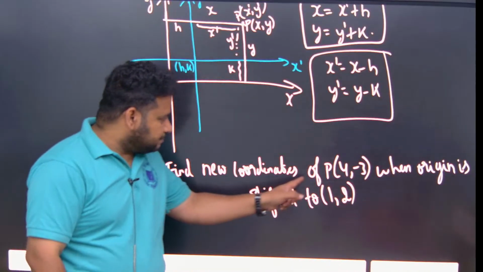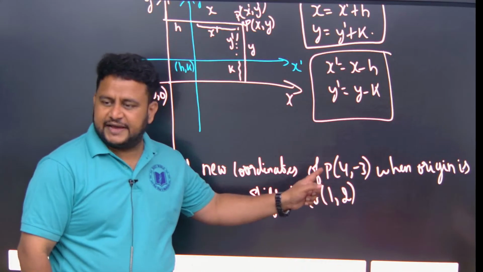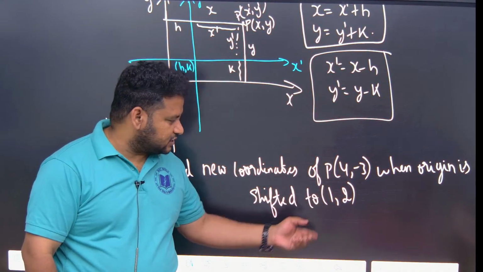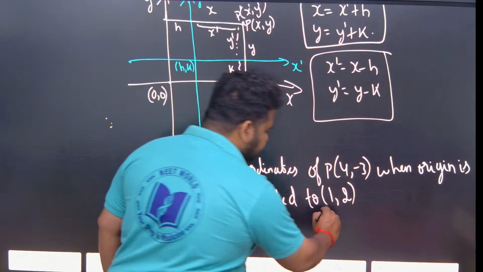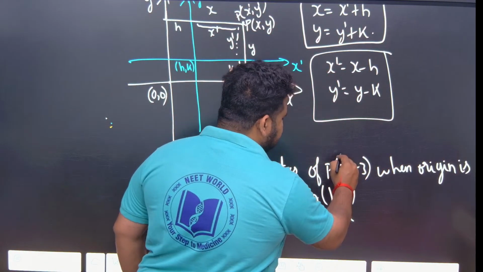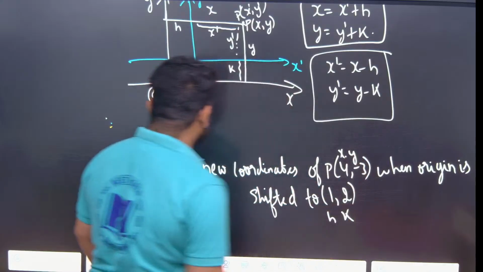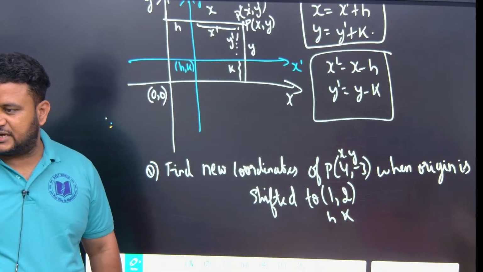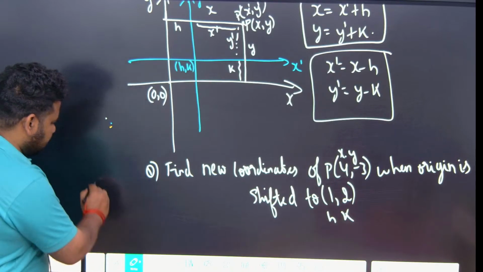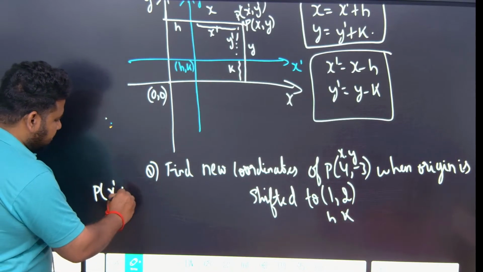What is this? P of 4 comma minus 3 is P of x comma y. Now tell me, what is this 1 comma 2? It is h comma k. Very good. So this is h comma k, this is x comma y. Now they are telling find the new coordinates. New coordinates means what I should find? x dash comma y dash. So I have to find P of x dash comma y dash.